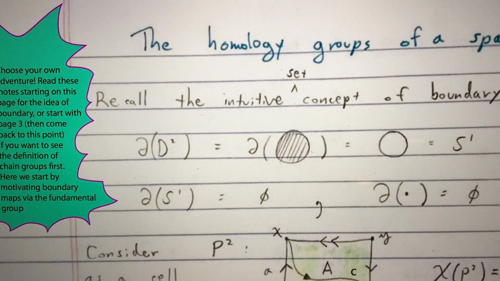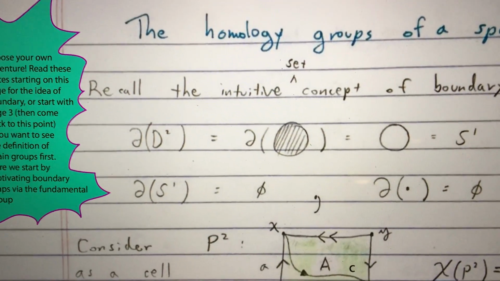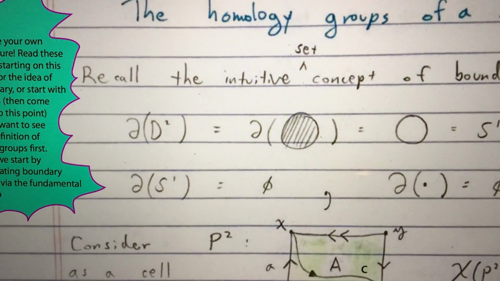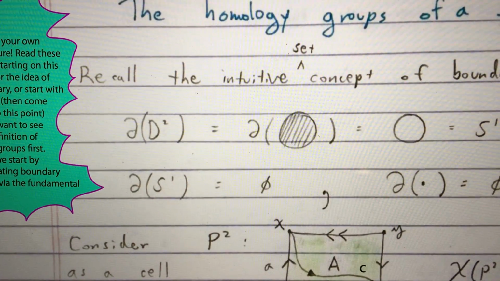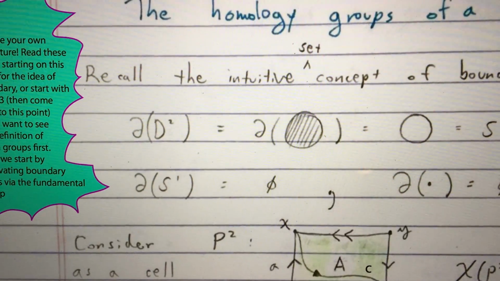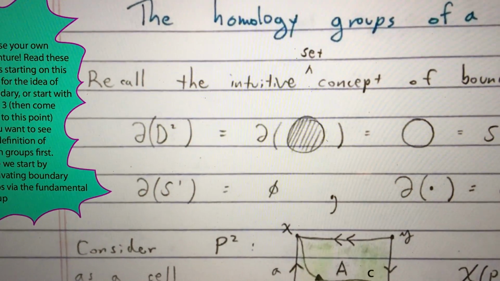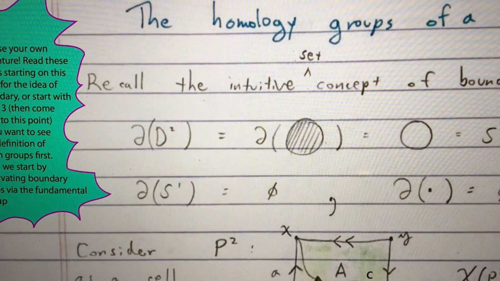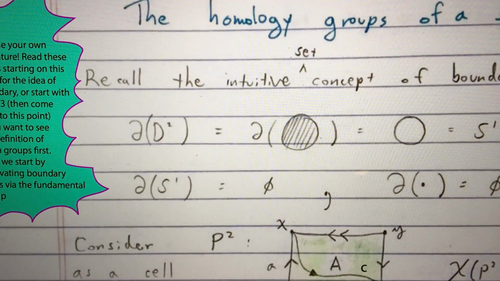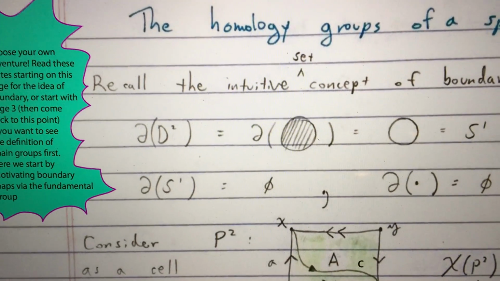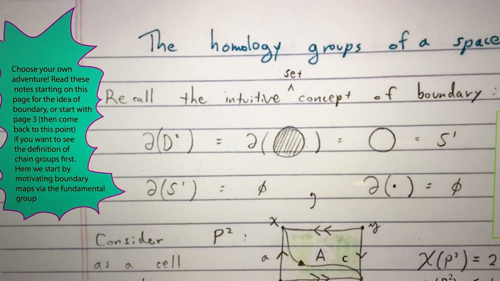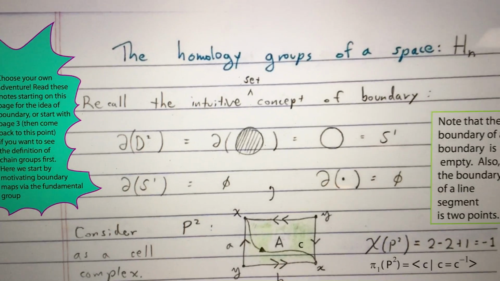Then take that as the space and look at the boundary of S1. Now, S1 itself has no boundary. You can think of it as the fact that the circle has no end points. It goes around forever as you follow that circle. So it has an empty boundary. The same thing is also true of a single dot. It has an empty boundary.